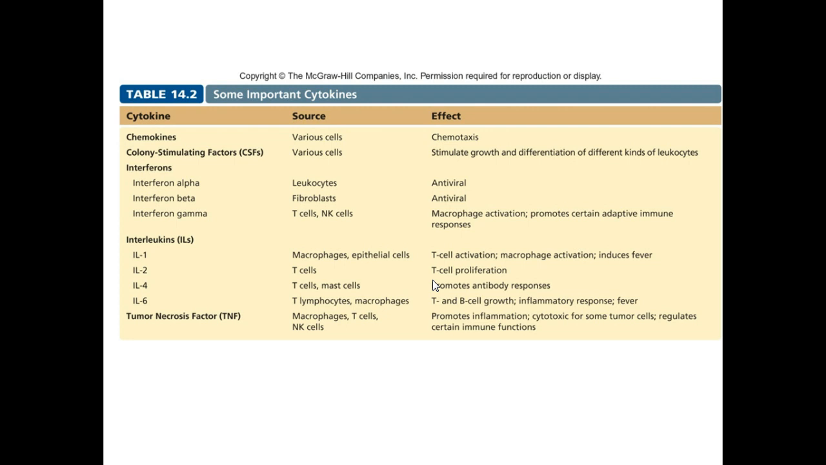And then as I had said, we have tumor necrosis factors, right, that can be produced by macrophages and T cells and natural killer cells. And this is going to help promote inflammation. It's toxic to the tumor cells and helps regulate certain immune functions. So this is a really active area of research.